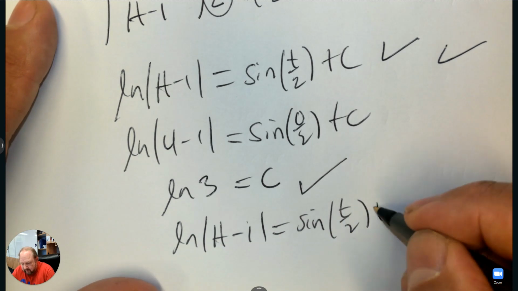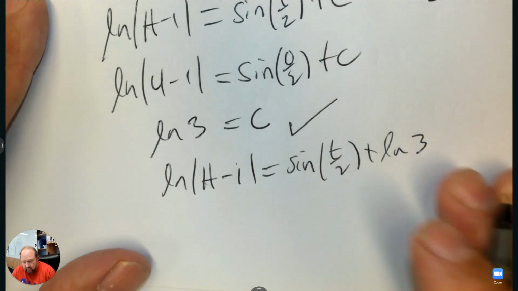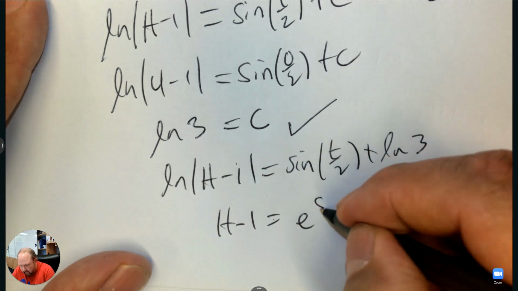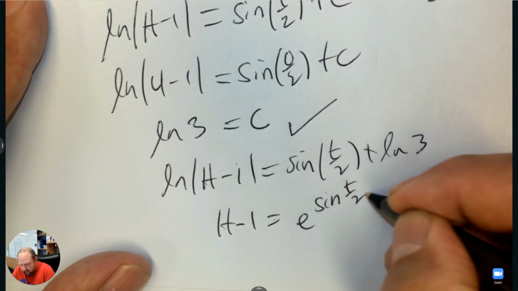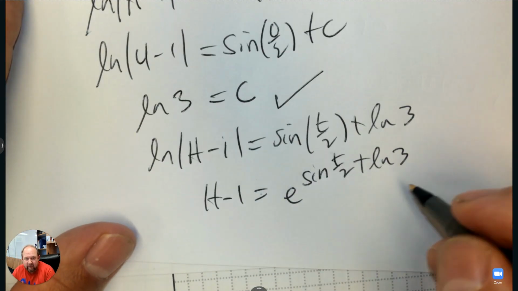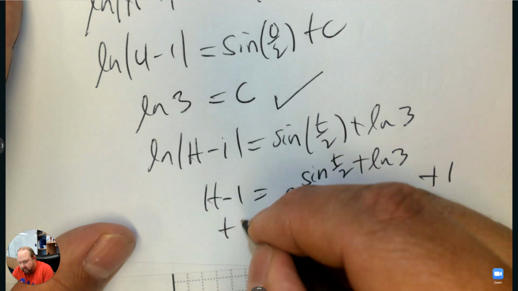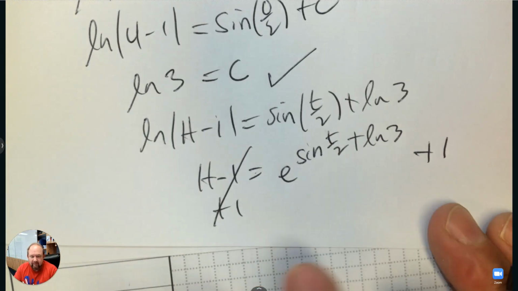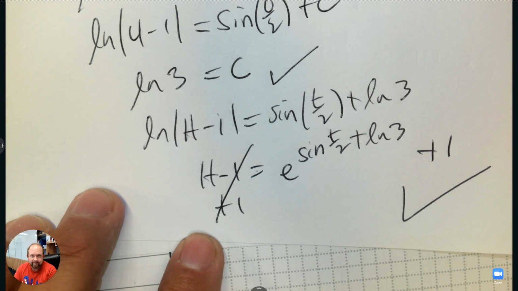and where there's c, I put in ln 3. And then to solve this, it's just e to all of that. And then that's all in the exponent, and then you would just add 1, and that's it. So h is equal to this plus 1, and you have the answer. All right, number 4. Halfway there.